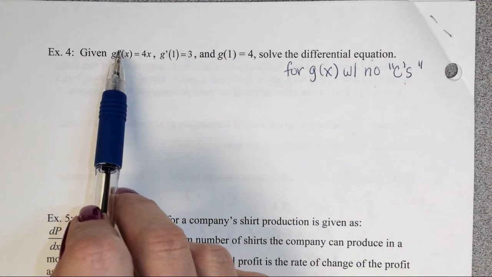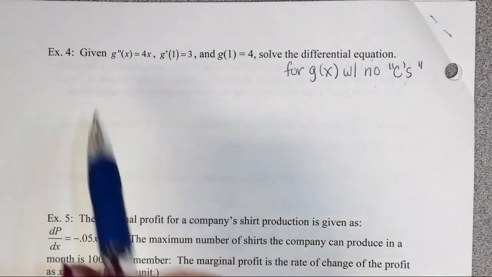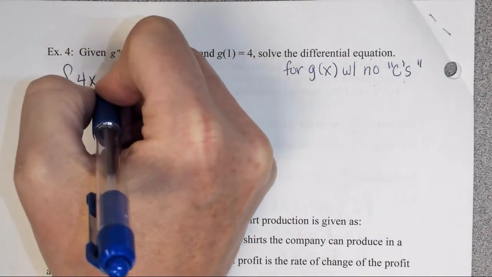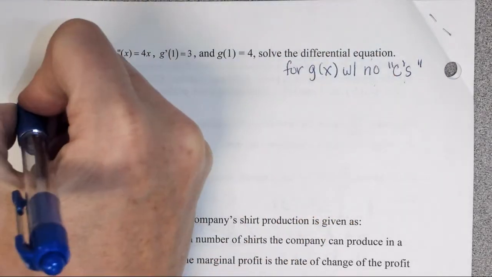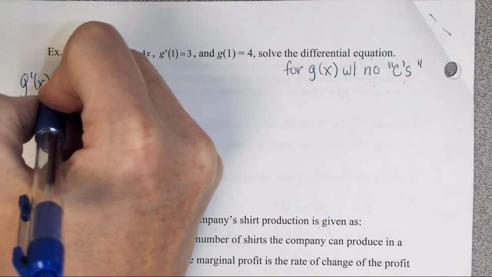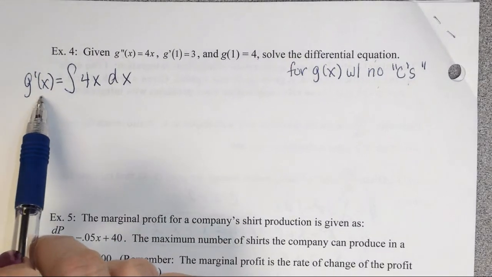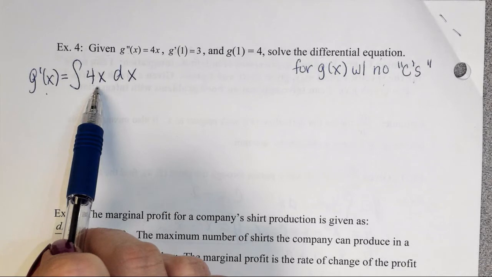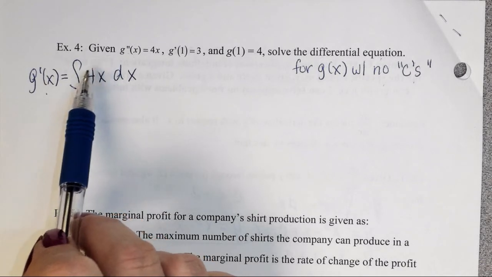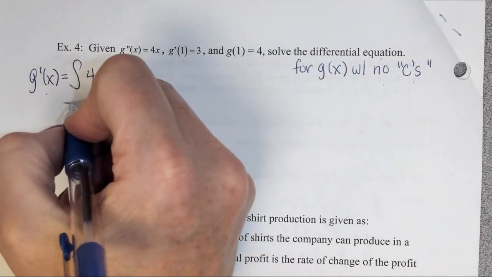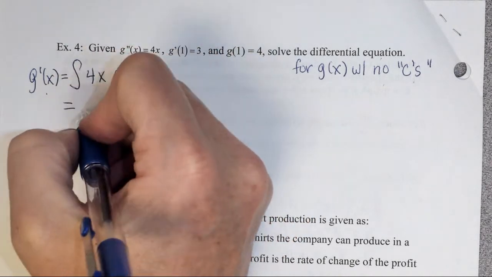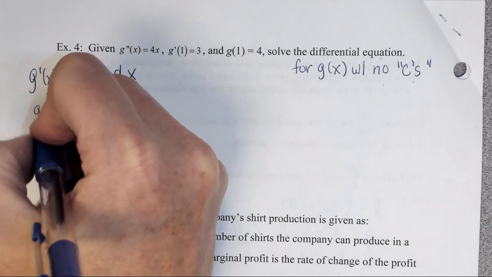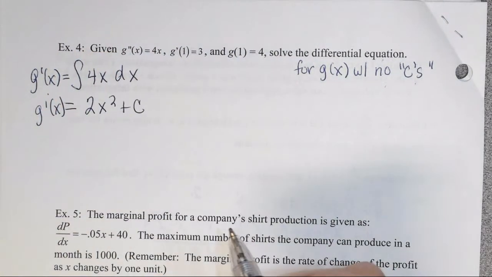When we have the second derivative, if I integrate the second derivative, what is it going to give me? The first derivative. So what I'm going to do then to find the first derivative is I'm going to integrate the second derivative. What do we get if we add 1 and divide? 2x squared plus c. Good. That's what g prime of x is.